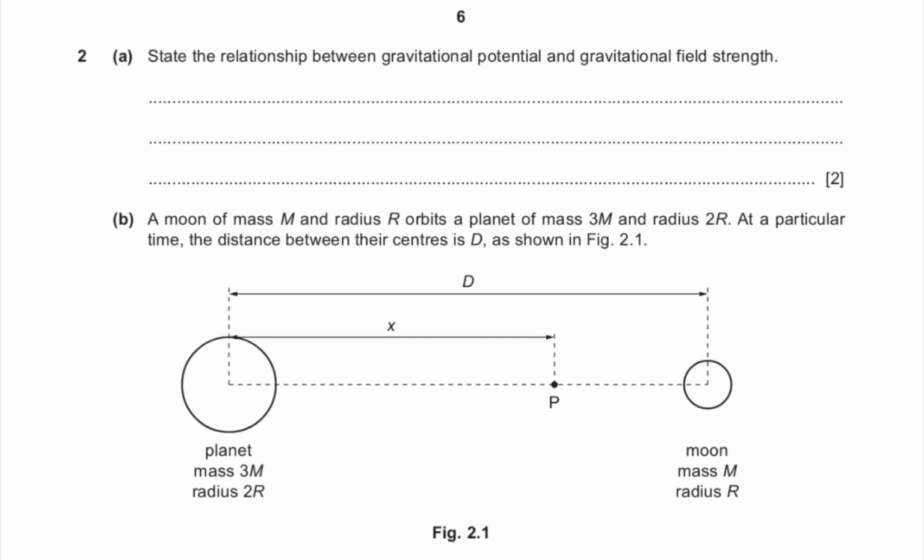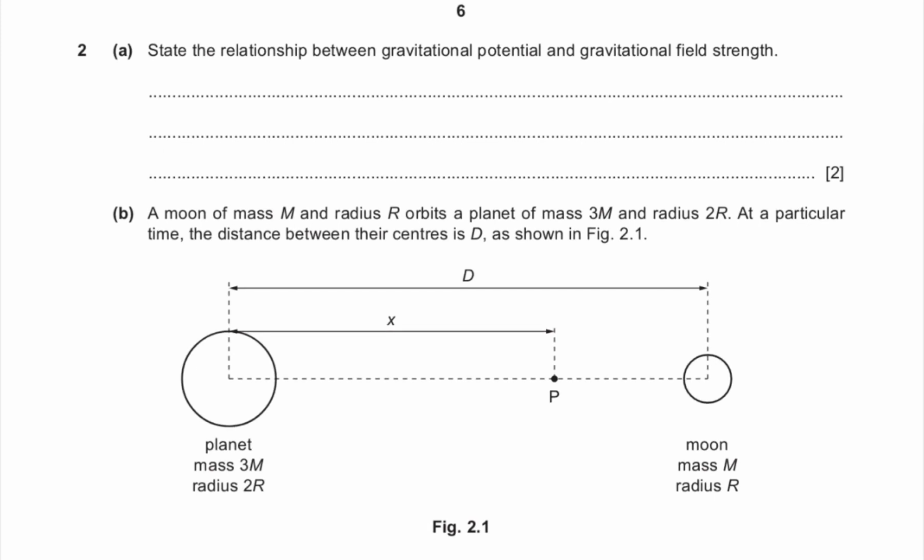So first of all, they tell us to state the relationship between gravitational potential and gravitational field strength. As we've said before, we know that the gravitational potential has an equation that looks like this. Phi equals negative GM over r. And gravitational field strength is actually equal to GM over r squared. So you just have to divide it by r once, and then you will get gravitational field strength.